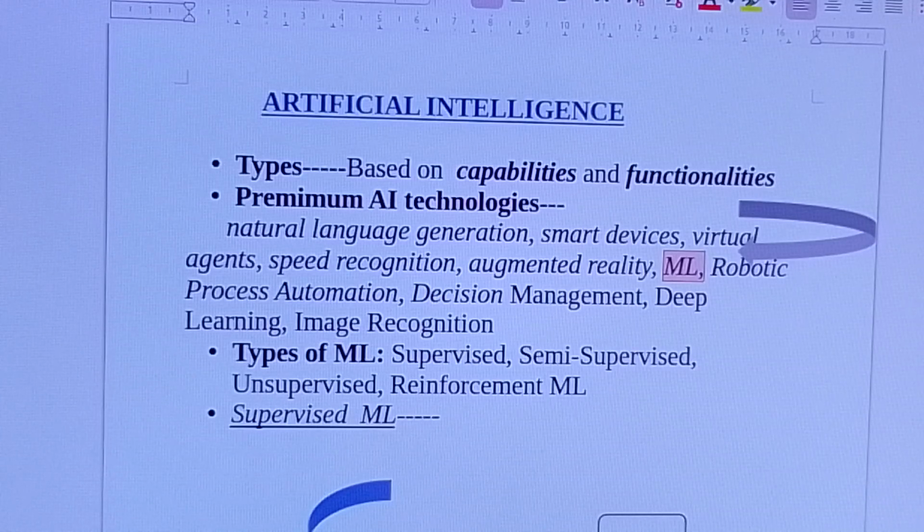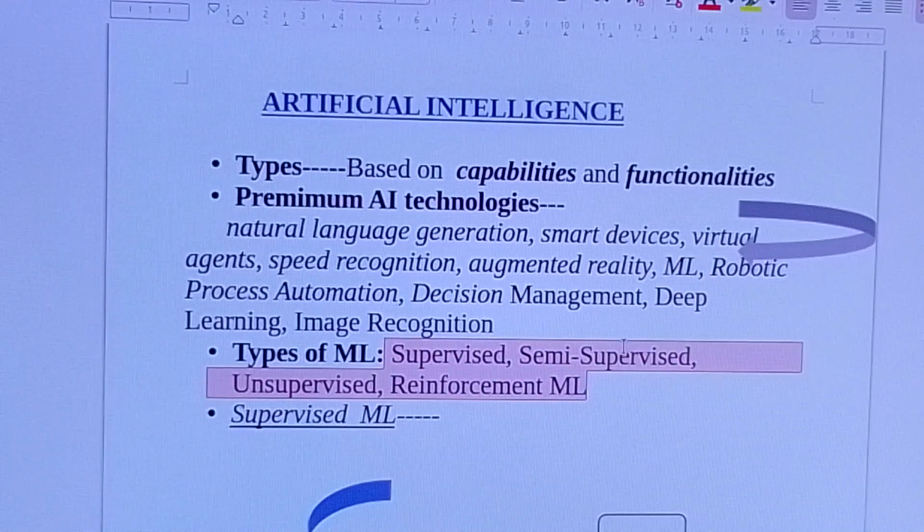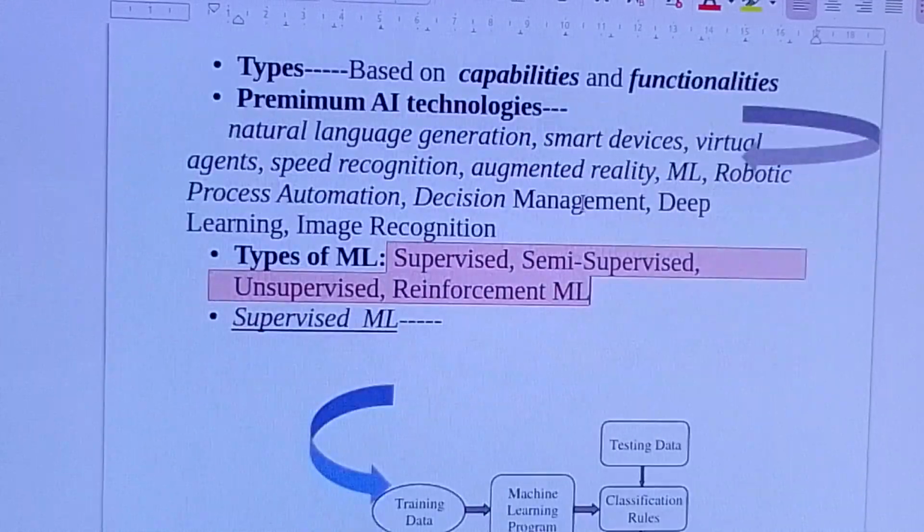A total of 4 types of ML are there, and they are supervised learning, semi-supervised learning, unsupervised learning, and reinforcement learning, right? I've already mentioned that here as well. I will explain all of those in the later part of the video, right?